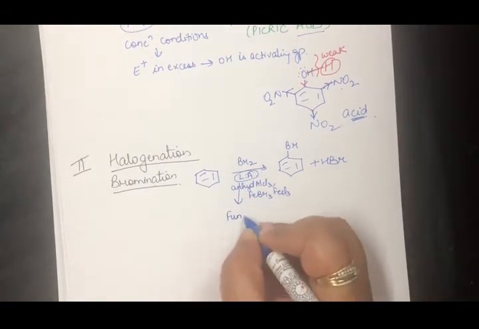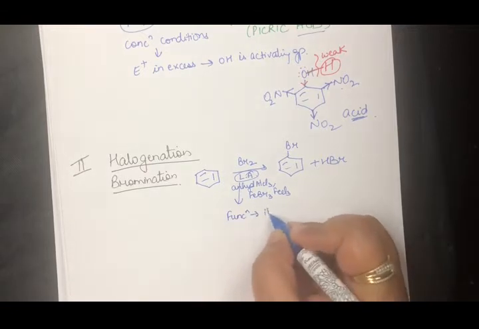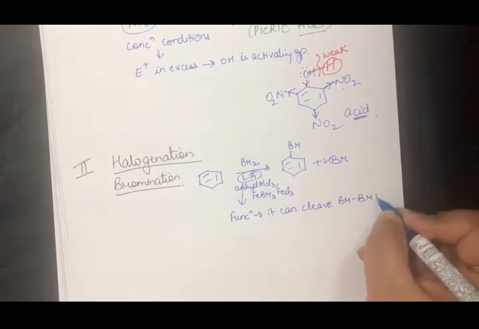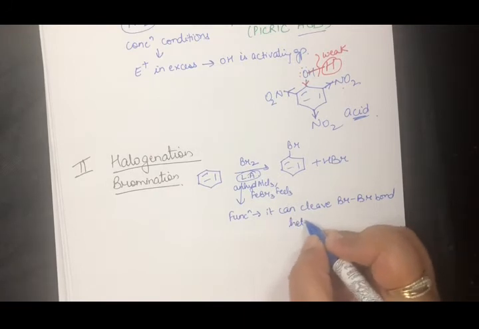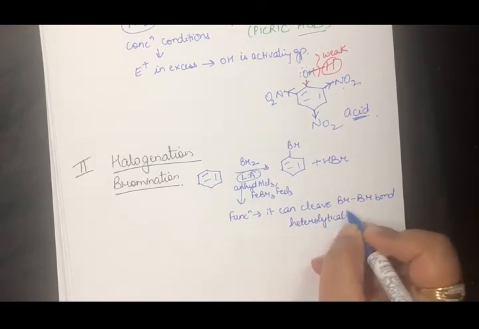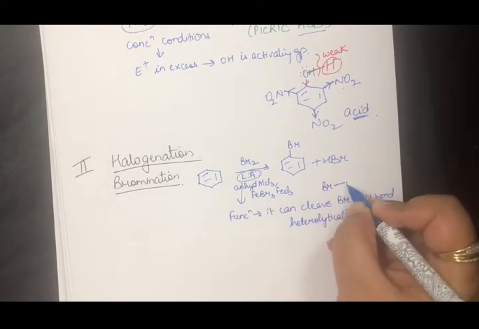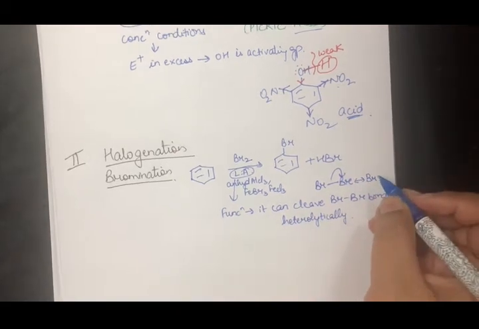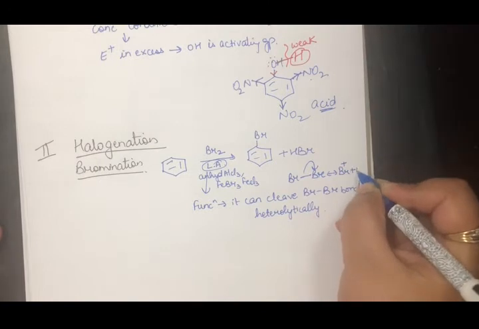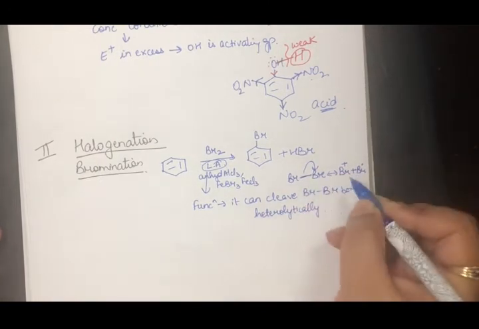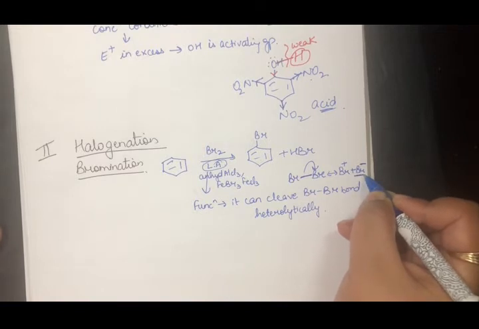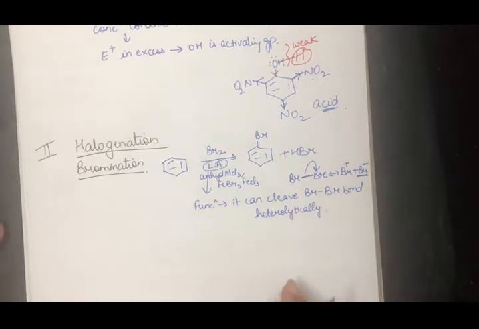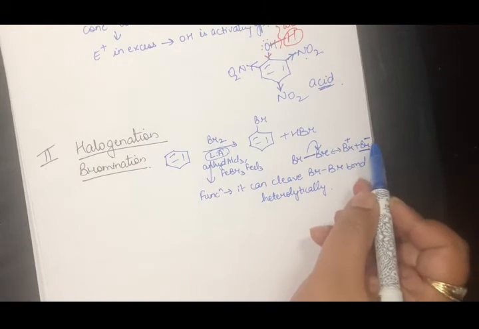This Lewis acid was used so that it can cleave the bromine-bromine bond heterolytically. Now what do you mean by this? We mean that this bromine-bromine bond was broken like this. One of the bromines had taken the electron and the other had lost the electron from the bond, and this became a negative entity because it has taken the electron pair from the bond and this has lost it, so it has become positive.